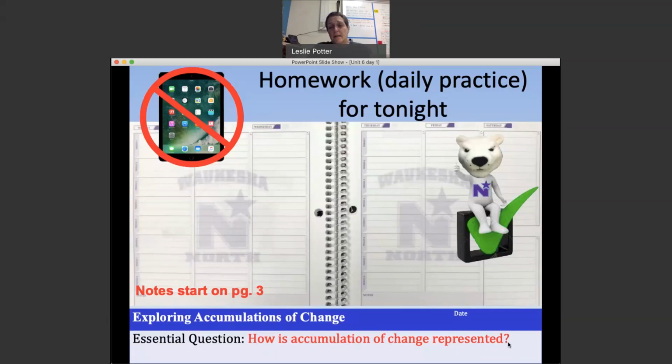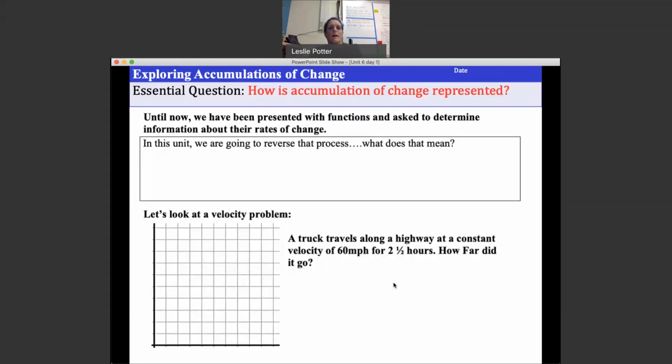So how are we going to see this when we're looking at functions and at problems? Until now, you've been presented with functions and asked to determine information about the rates of change. In other words, I give you f of x and I have you tell me about f prime of x. And that has been the focus for pretty much the entire year up until today.